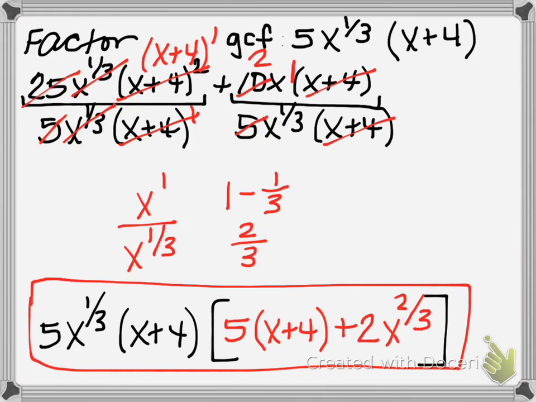of 5x to the 1/3 times x plus 4 times the quantity 5 times x plus 4 plus 2x to the 2/3. And once again, if you wanted to distribute here, you certainly could, but you wouldn't be able to combine any like terms inside of this big bracket. So this would work for your factored form.